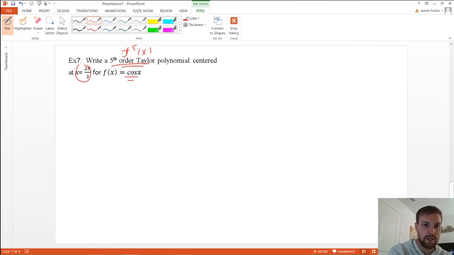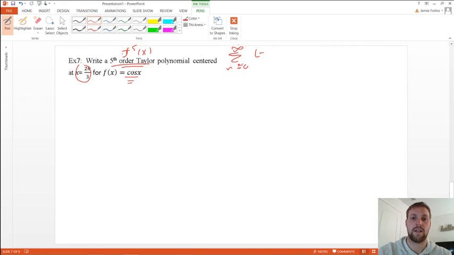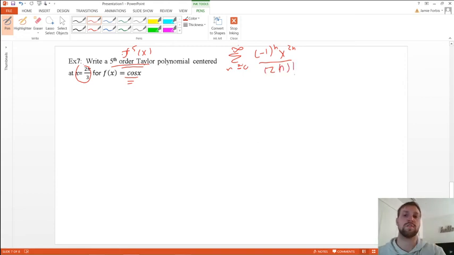I know what the Maclaurin series looks like for cosine. That's something I would like for you to memorize. Just to write it down here, it's the summation n equals 0 to infinity of -1 to the n times x to the 2n over 2n factorial. So that's what it looks like when it's centered at 0.